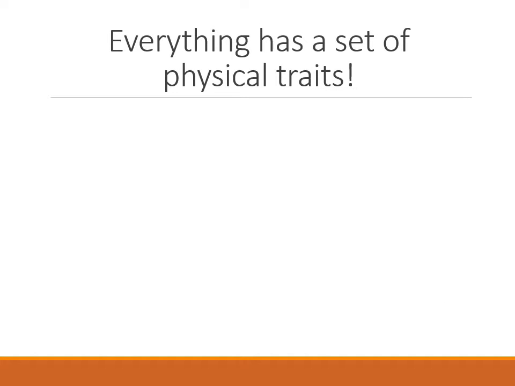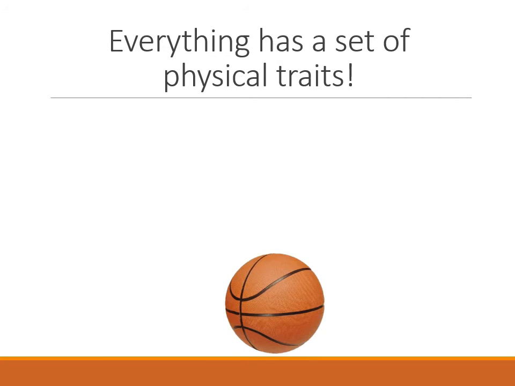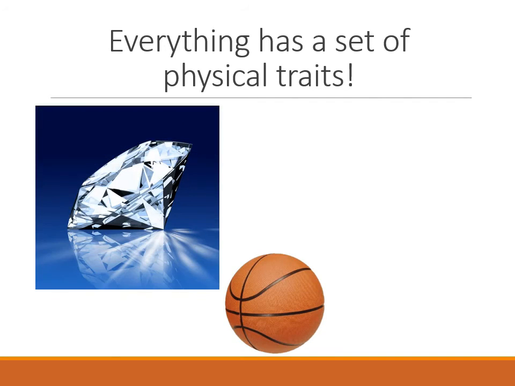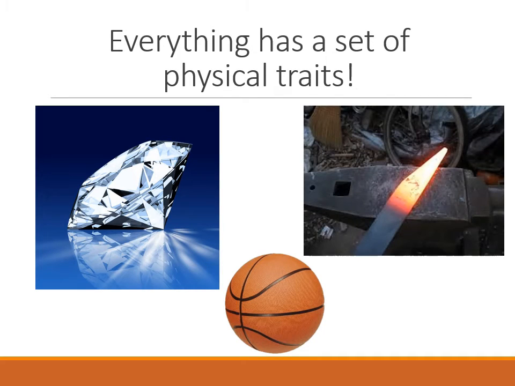Everything has a set of physical traits. Every object in the world has a set of physical traits. A basketball is bouncy. It is round shaped. It's orange usually. Some minerals like diamond have a luster to them to make them shiny. And we know that when you heat a metal, some of them become red hot and glowing because of the increase in temperature. So everything has a set of physical traits when things happen.